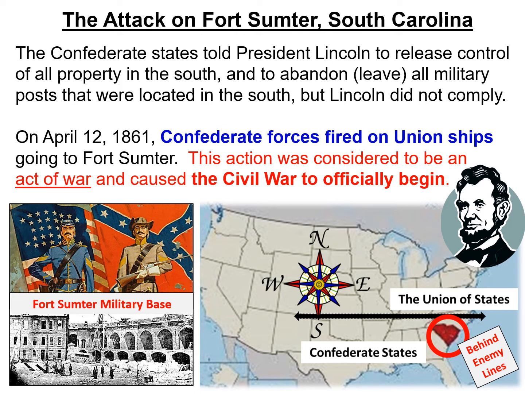Now remember, the president cannot declare war. That is not the president's job. That is the job of Congress to declare war. And then once war starts, the president is the one who controls the military. Well, the attack on Fort Sumter became the official beginning of the Civil War, and now it is on.